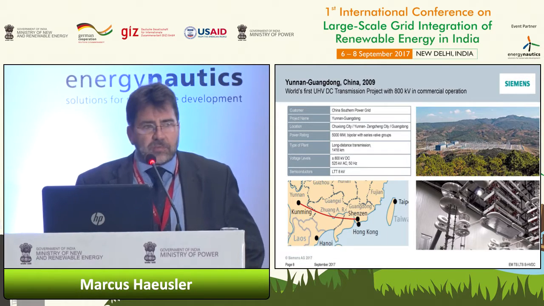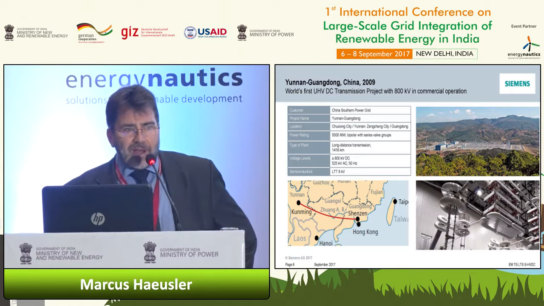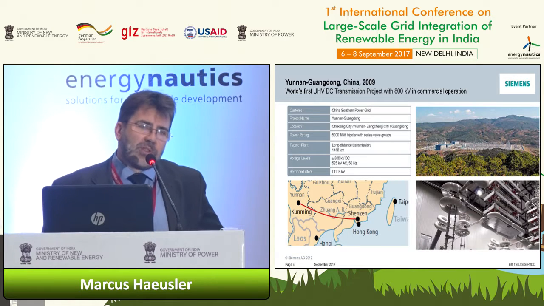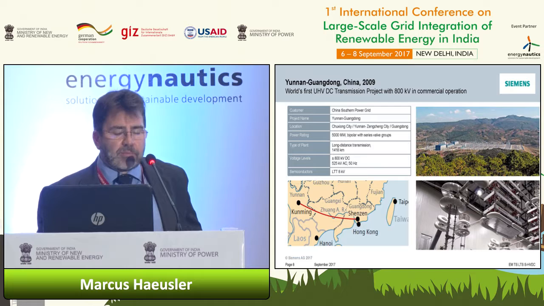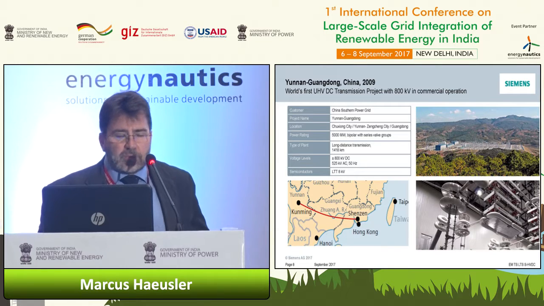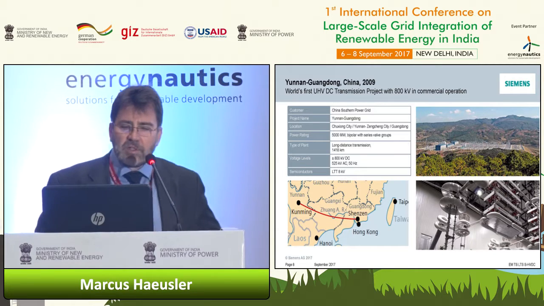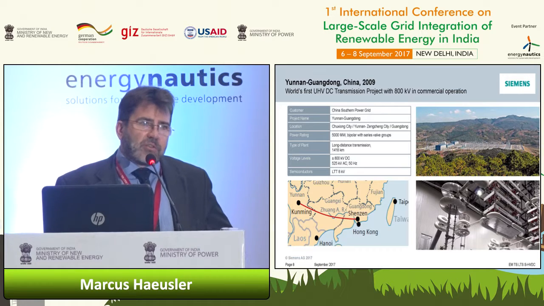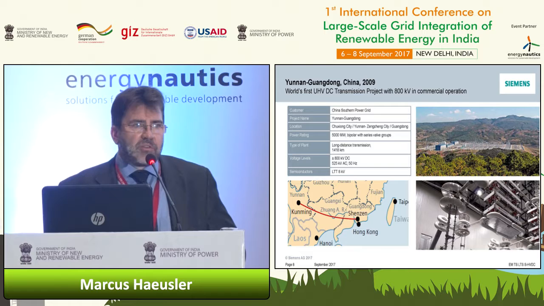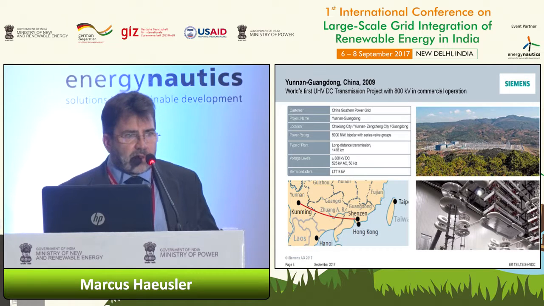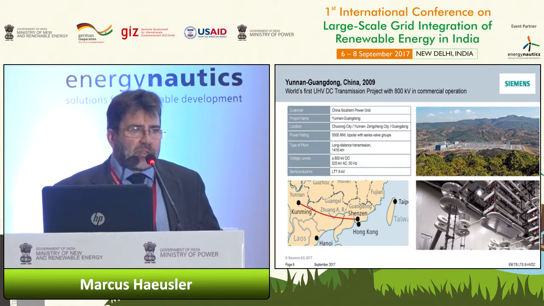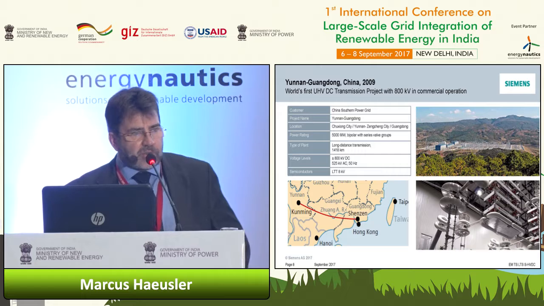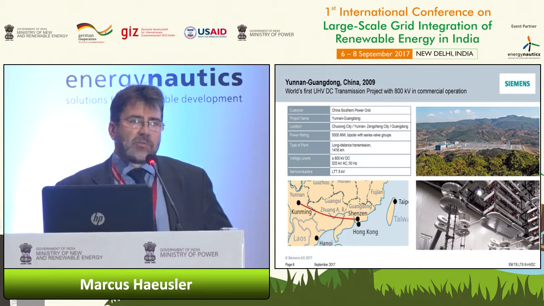Another example of such a bipolar scheme, now at the highest voltage level in operation worldwide, is 800 kV. The first one was constructed by Siemens and went into operation in the year 2007 or 2008. It's a typical example for transmitting a large amount of hydropower from the mountain area in the center of China to the load centers on the east coast. So it transmits 5,000 megawatts. As I said, nowadays even 10,000 megawatts are possible.